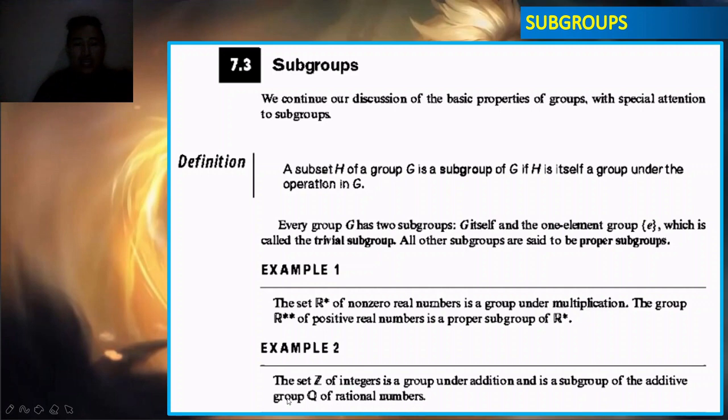So example number 2. The set Z of integers is a group under addition. Right? It is a group, the set of integers under addition. So it is a subgroup of the additive group Q of rational numbers. Right? Q plus is also a group. So Z plus, which is a group, is a proper subgroup of Q plus. And Q plus is also a proper subgroup of R plus, the real numbers group, no? Okay.